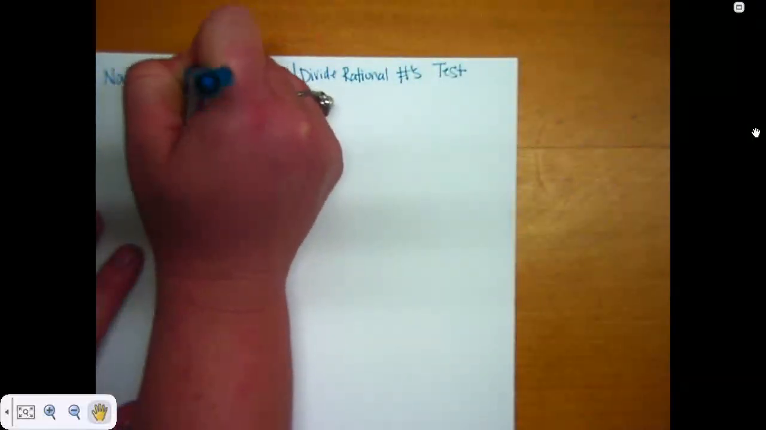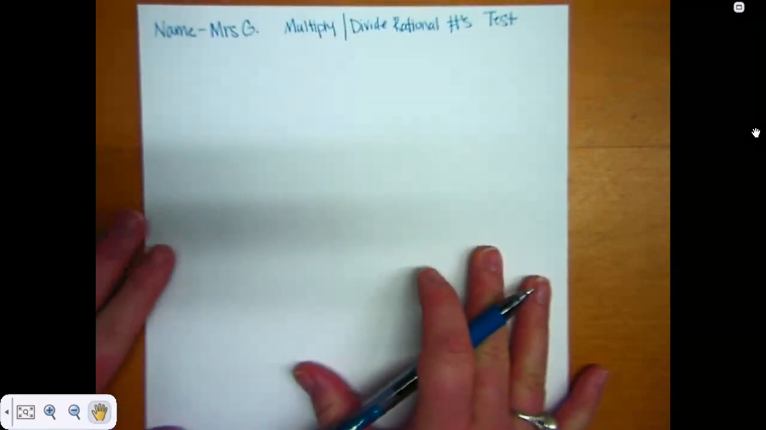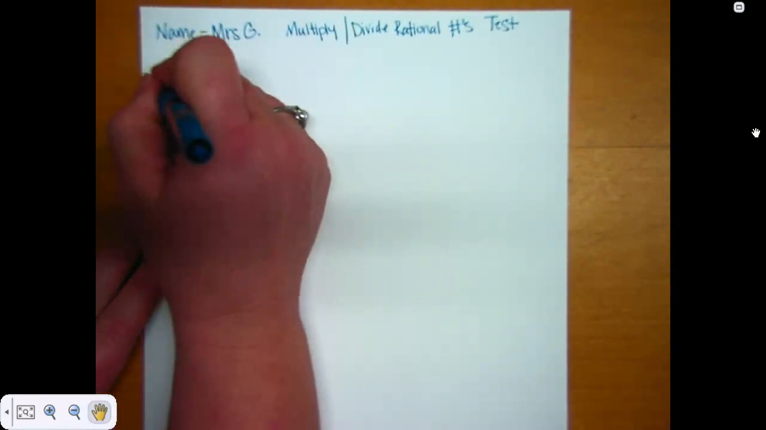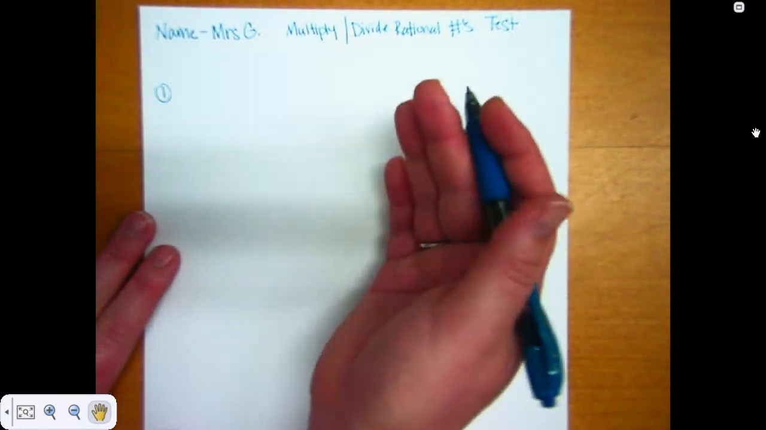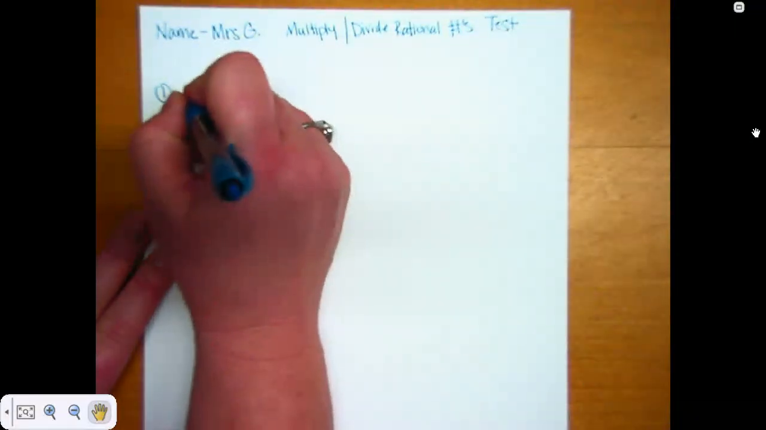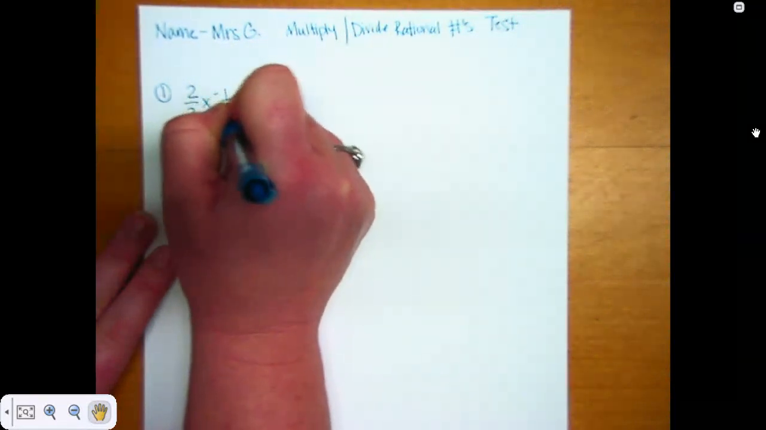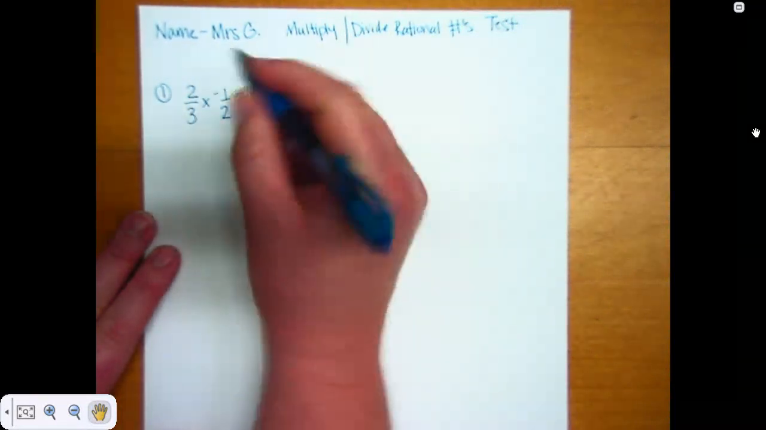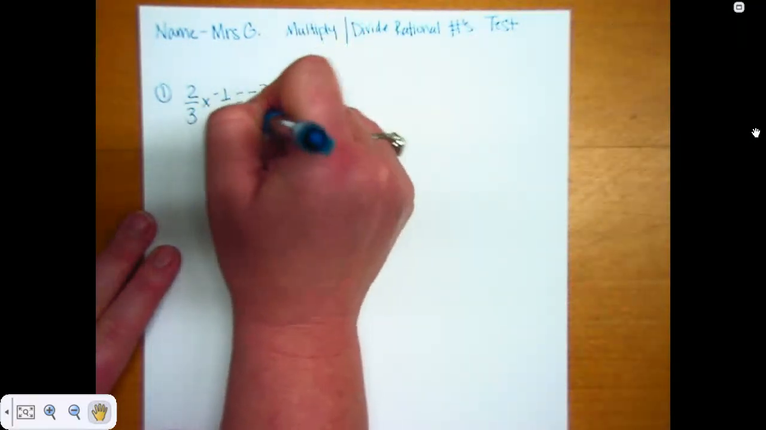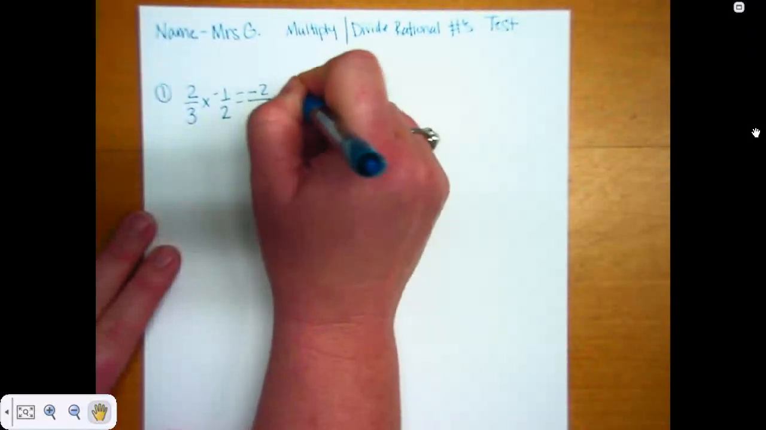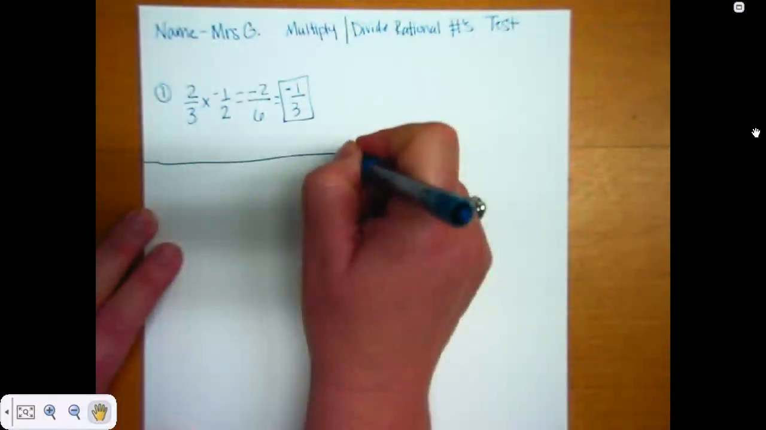Make sure your name is on it, otherwise I don't know whose paper it is. So for number 1, and this is not the question that's actually on the test, but if your question is something like 2/3 times negative 1/2, then I want you to write the number, write the question, answer it, and you can reduce this to negative 1/3. And then I want you to kind of box it off.